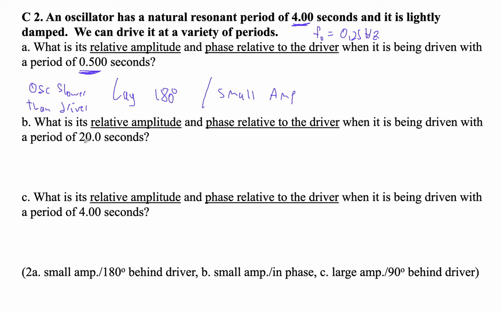And then we drive it with a period of 20 seconds. Now, relative to the driver, the oscillator is a fast oscillator, so it's going to be in phase. But since 20 seconds is not the same period, it's also going to be a small amplitude.